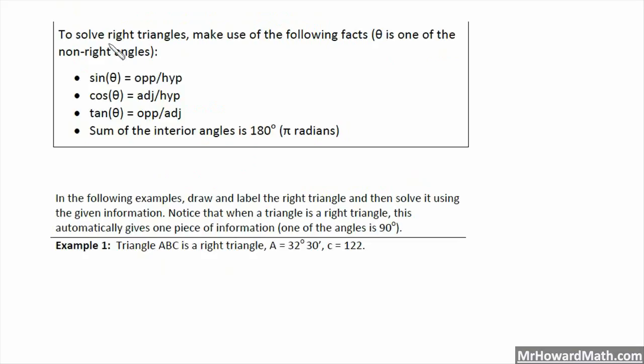Okay, this next section here, to solve right triangles, make use of the following facts. Theta is one of the non-right angles. So sine theta is opposite over hypotenuse. You know all that already. We've worked on that. We had this little saying, SOHCAHTOA, and that's just an abbreviation for this. And the sum of the interior angles in a triangle all add up to 180 degrees, or in radians, pi radians. Pi radians is the same thing as 180 degrees. So let's move to example 1 next.